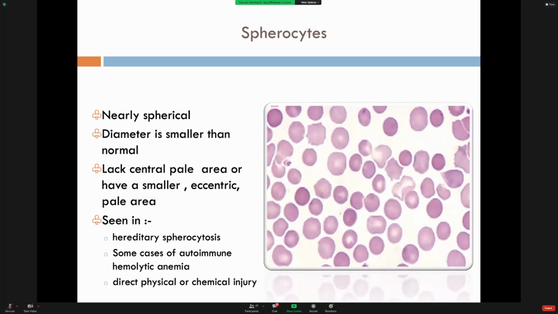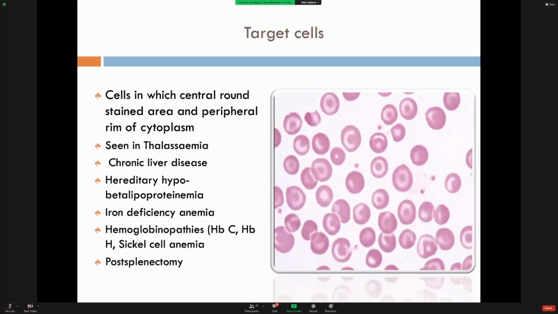Very important. Target cells, cells in which there is a central round stain area and a peripheral rim of cytoplasm. If you can see it, this is the target cells. There is pallor in the center with the dots in between. Seen mainly in thalassemia, common in chronic liver disease, hereditary hypobetalipoproteinemia, in iron deficiency anemia, in sickle cell anemia, in post splenectomy. The target cell is common to be seen with liver disease, sickle cell anemia, iron deficiency, thalassemia.